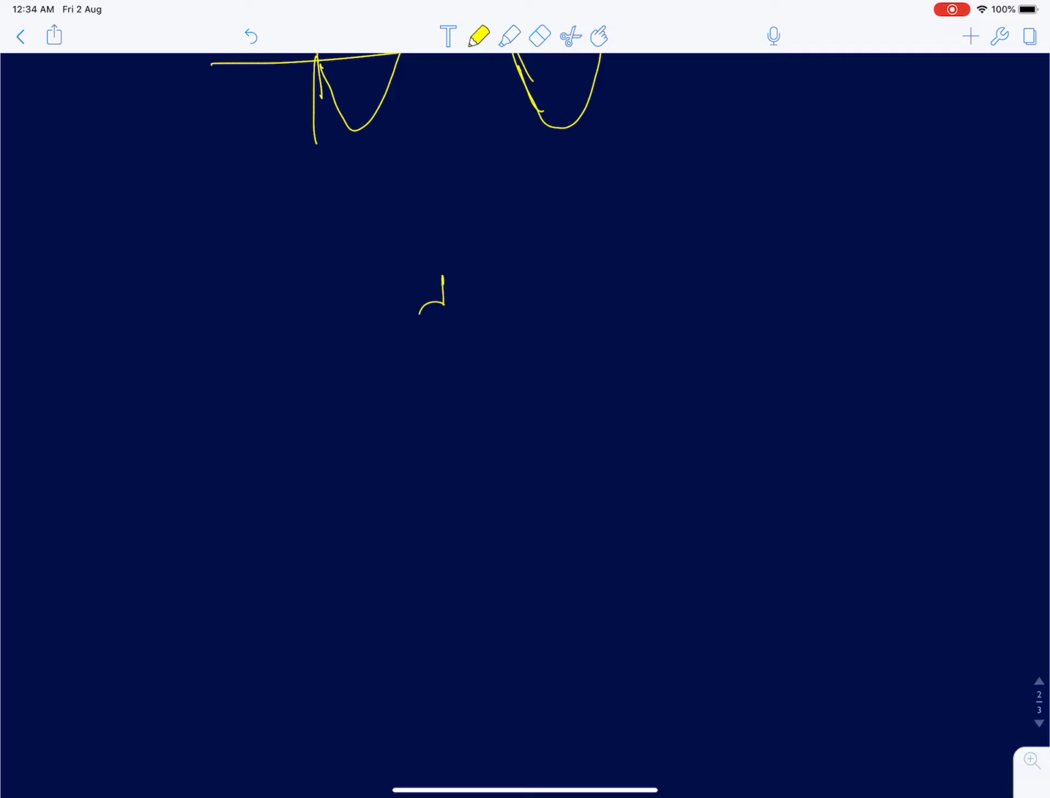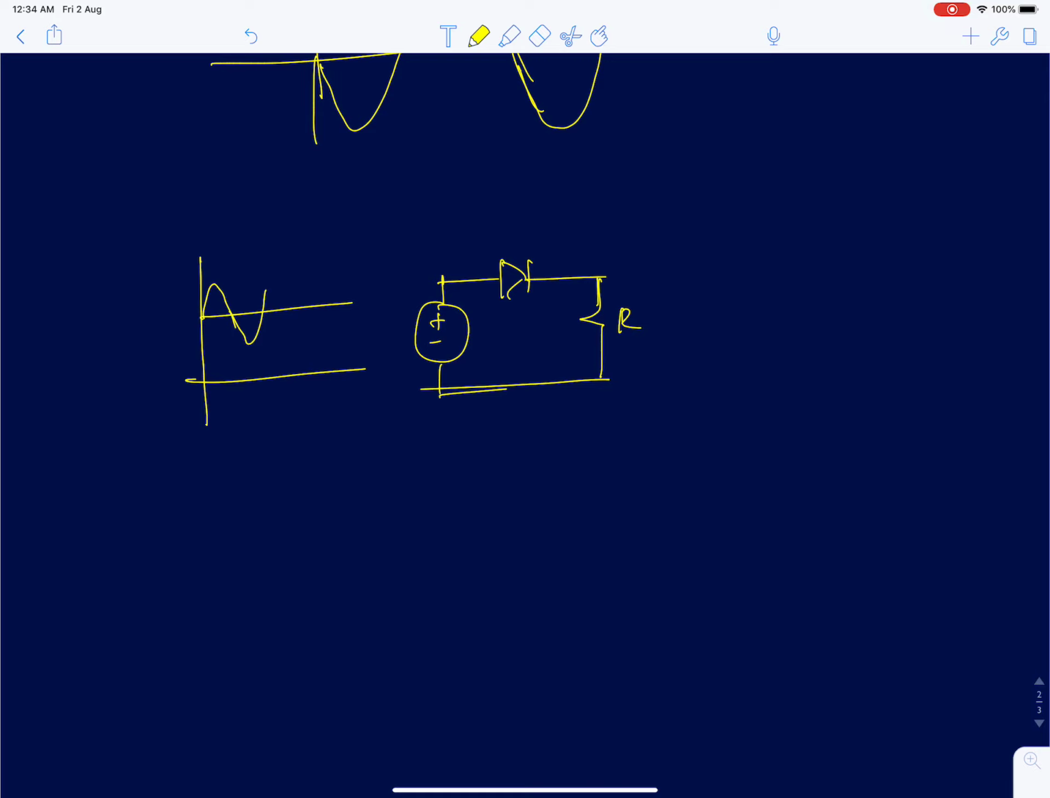So for example, let's take a circuit like this, and I'm going to apply a small sine wave riding on top of a DC signal such that this overall signal, this is your input signal, is always greater than V gamma. So in that case, I can simply replace this circuit with a voltage source V gamma and a resistor shown here.